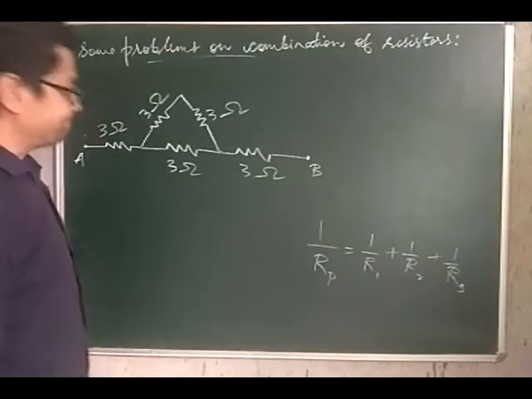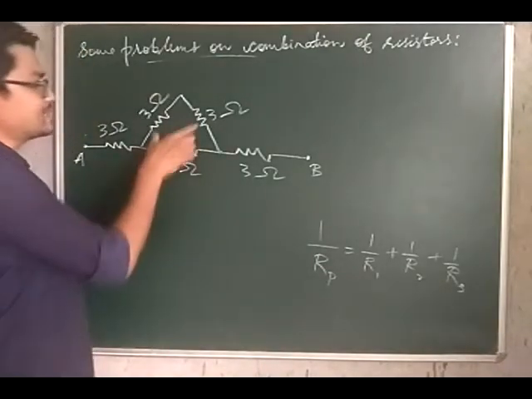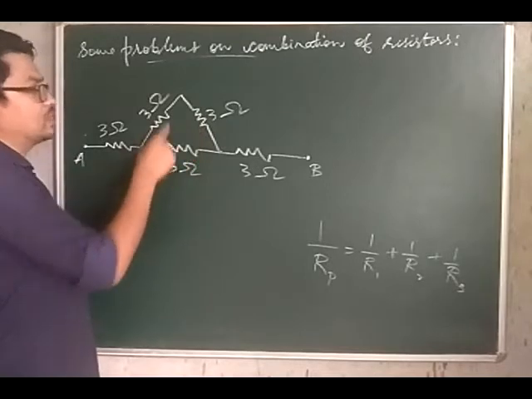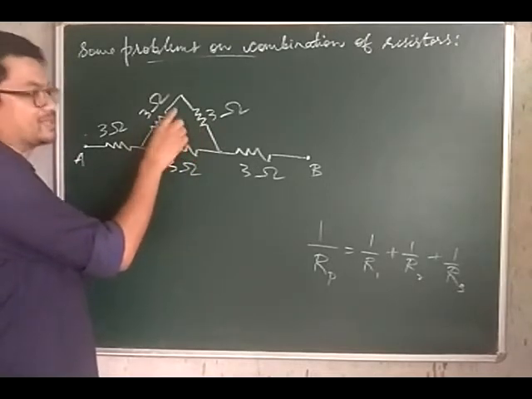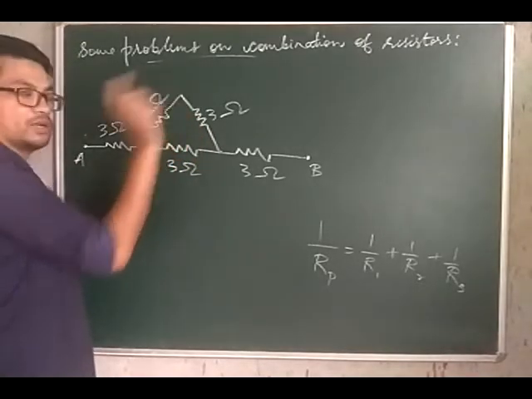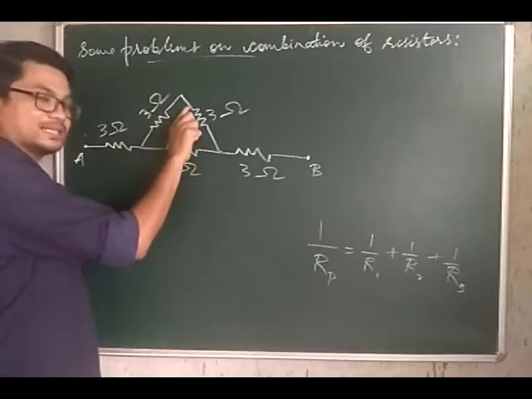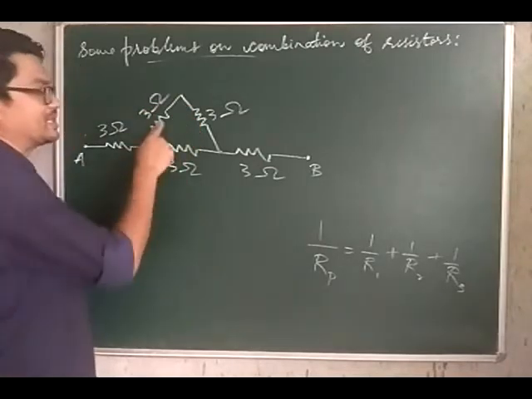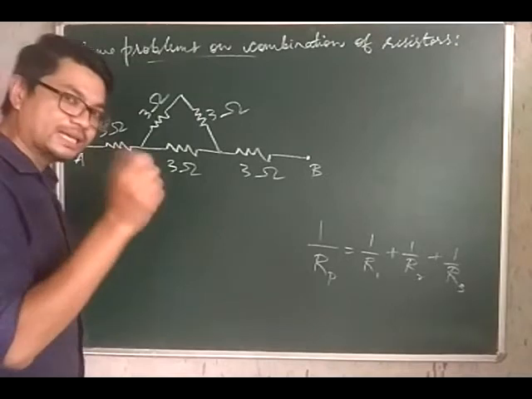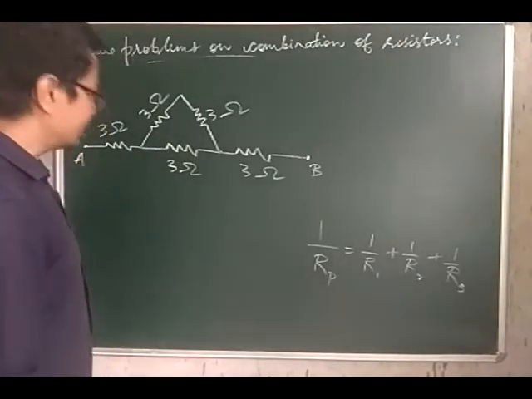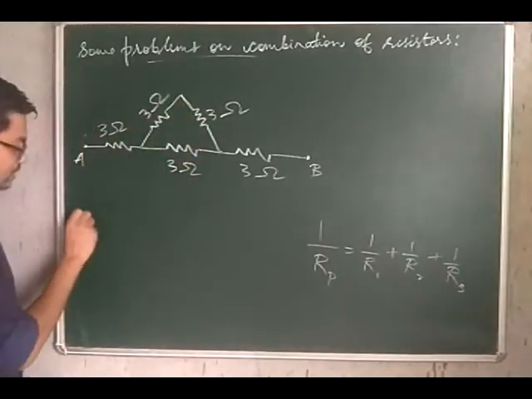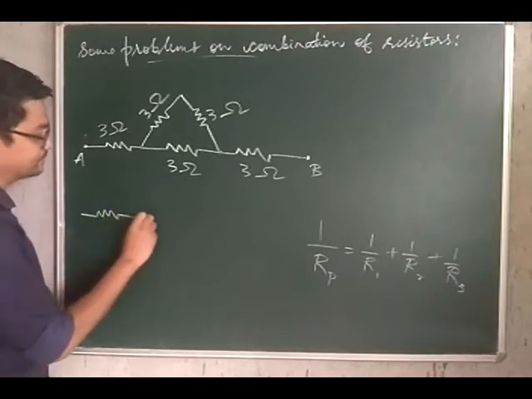So where do we start? Let's start over here. Now one end of this 3 ohm resistor is connected to one end of the second 3 ohm resistor, which means these two should be in series. So this picture can be redrawn this way.